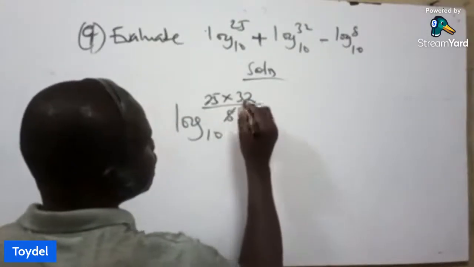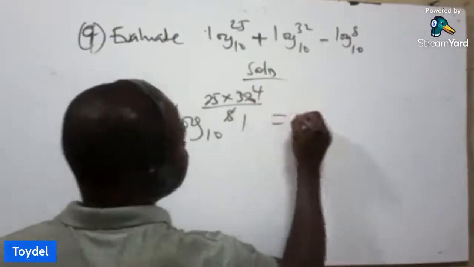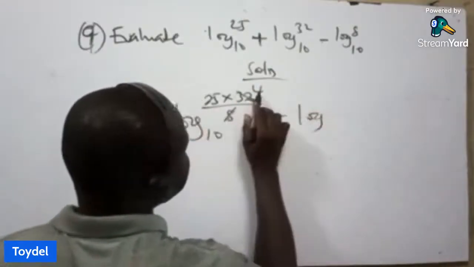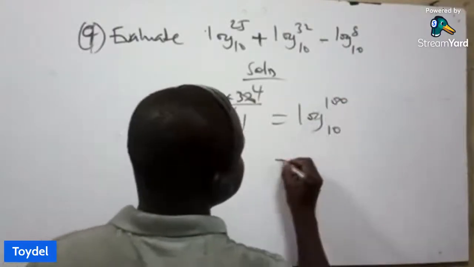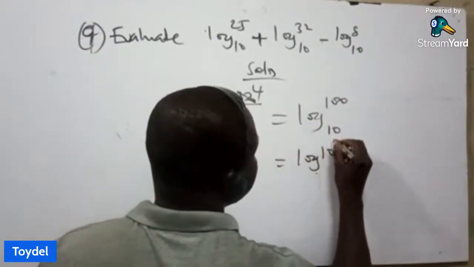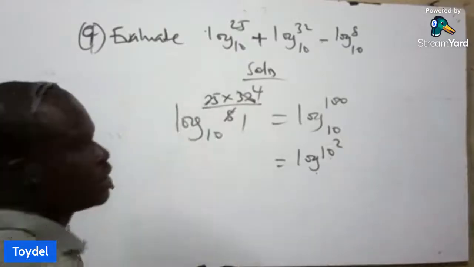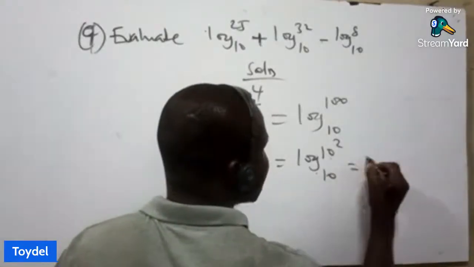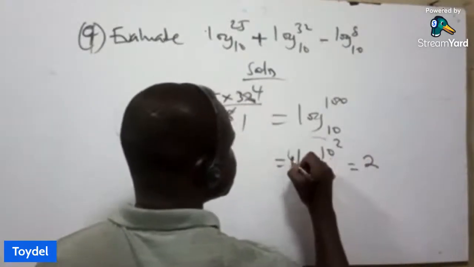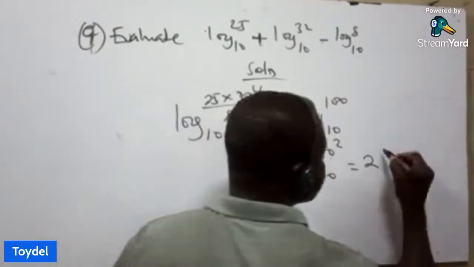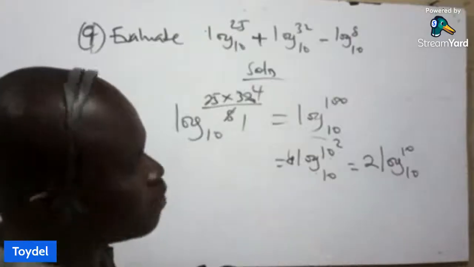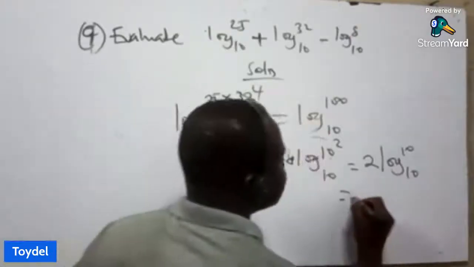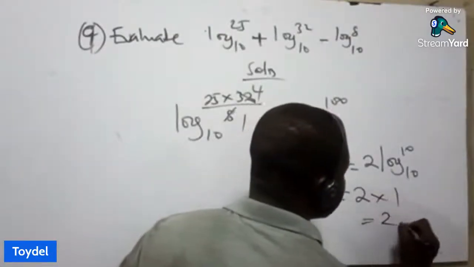8 times 1, 8 times 4 is 32, 4. So at the end of the day, I'm going to have log of 25 times 4, which is 100, base 10. I can write this as log of 10 raised to power 2, since 10 times 10 is 100, all over 10. So I can bring down these two according to the law of logarithm. I now have log 10 base 10. When the log and the base are equal, the answer is 1. So I'm going to have 2 multiplied by 1, and the answer is 2.